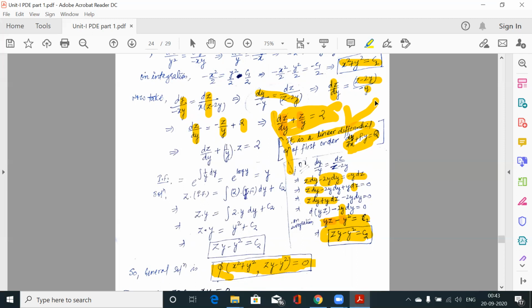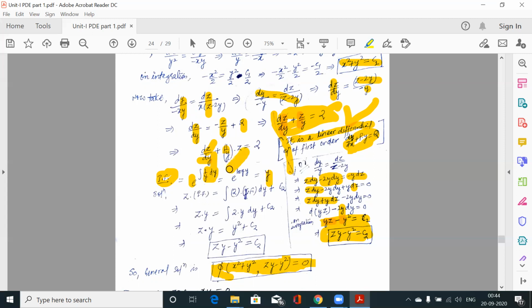And how to solve this linear differential equation of first order? This is a linear equation. So first we have to find the integrating factor, which is e to the power integration of capital P with respect to the independent variable. Here z is the dependent variable, y is the independent variable. So this is linear in z and y. So e to the power integration of 1 over y dy. So what is the integration? Log y, and e to the power log y is equal to y. So this is the integrating factor.